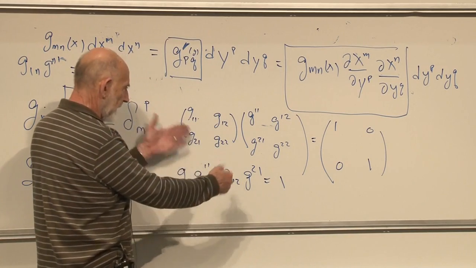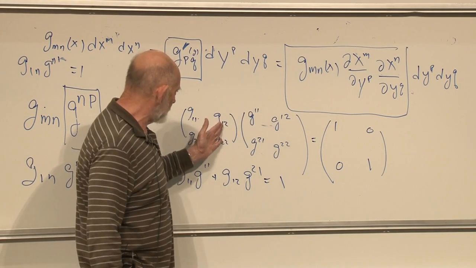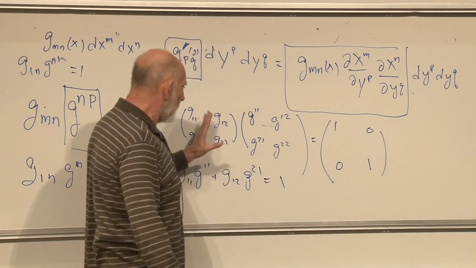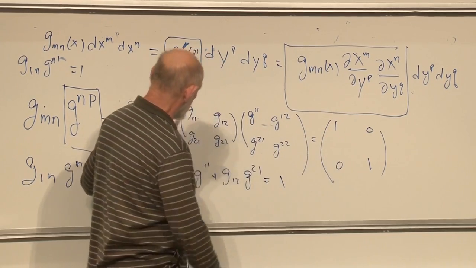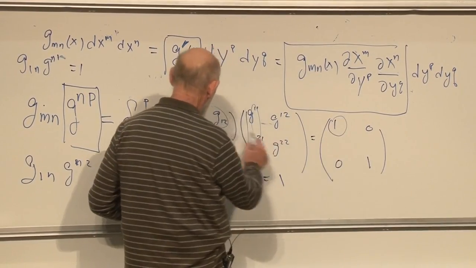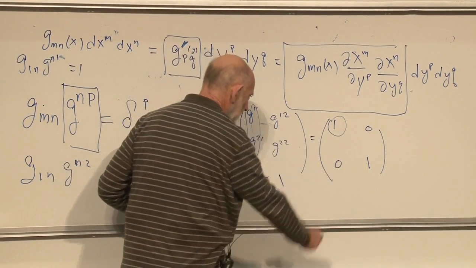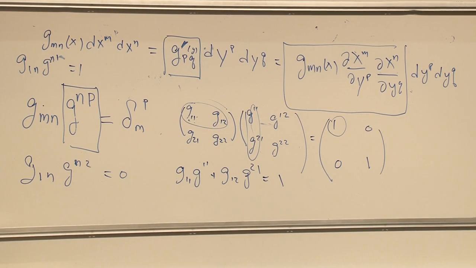I'm not going to write all of them. It says G11 times G12 plus G12 times G22 is equal to 0. There are 4 equations here, 1 for each entry. The product of this times this is equal to 1. The product of this times this is equal to 0, and so forth.